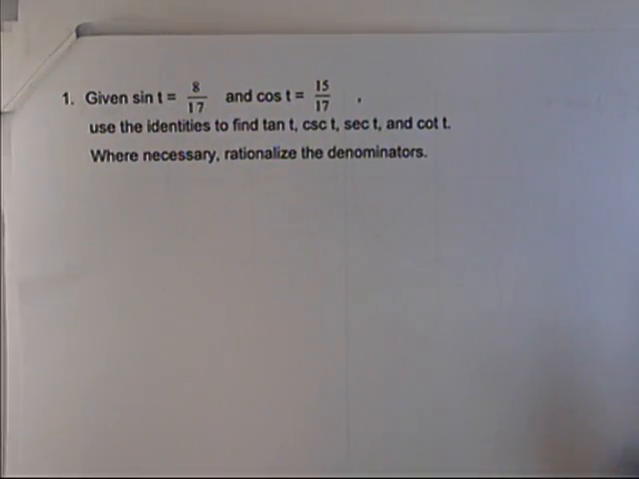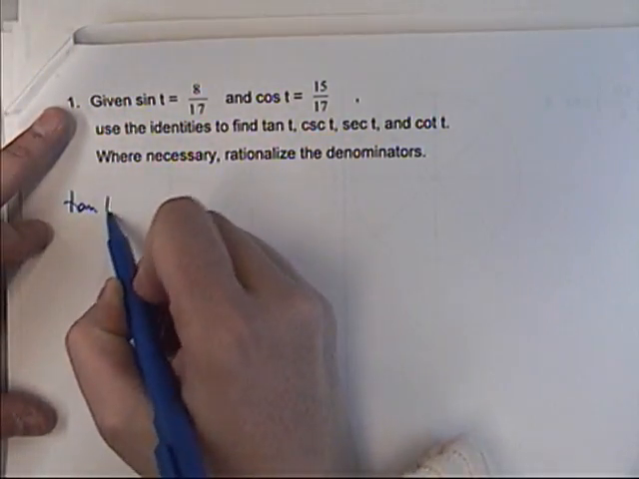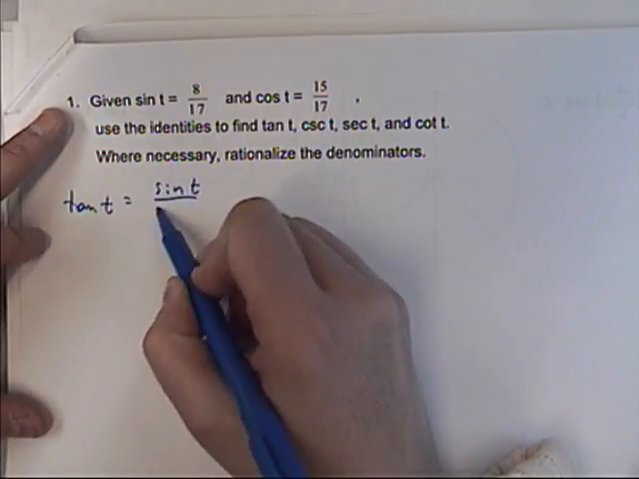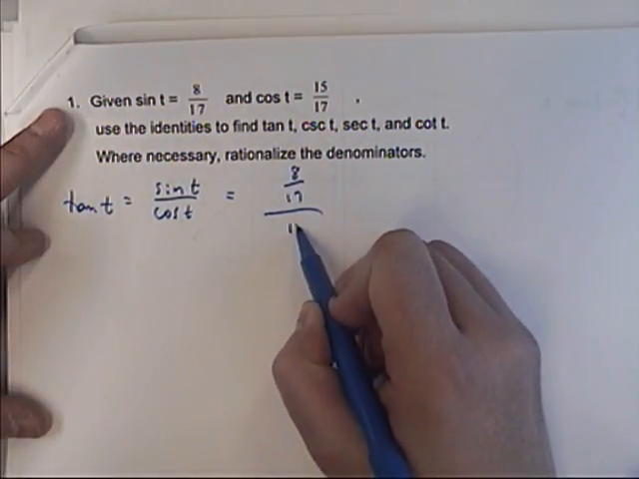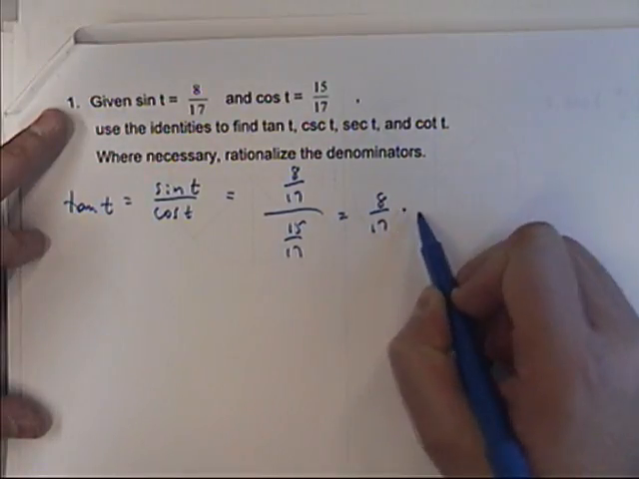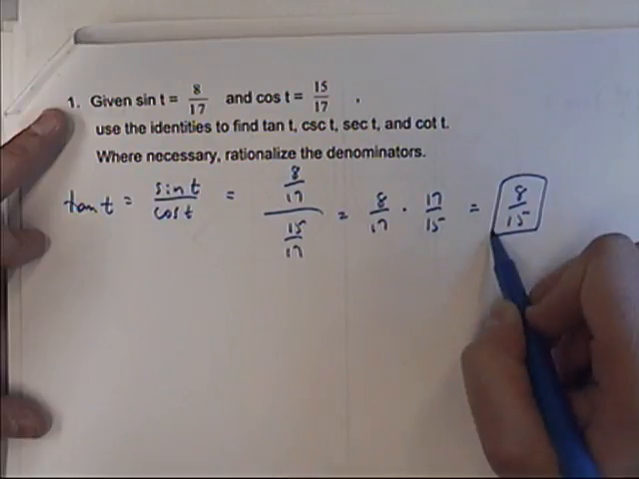Given that sine is 8/17 and cosine is 15/17, find tangent, cosecant, secant, and cotangent. Well, the tangent is just y over x. Also, you could just say that that's the sine over the cosine. So if you take 8/17 and divide by 15/17, that's 8/17 times 17/15, or 8/15.